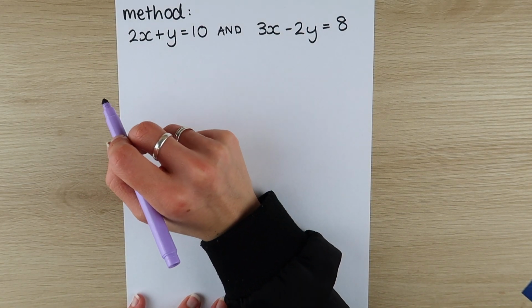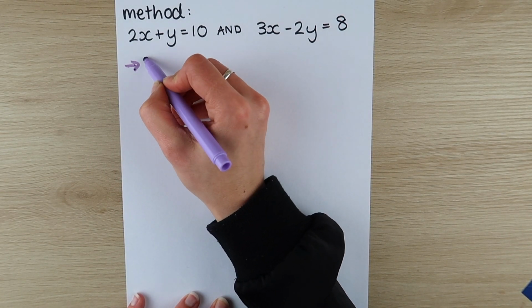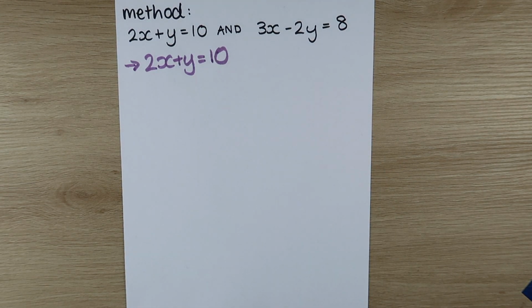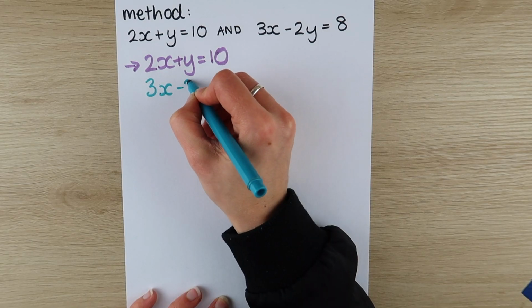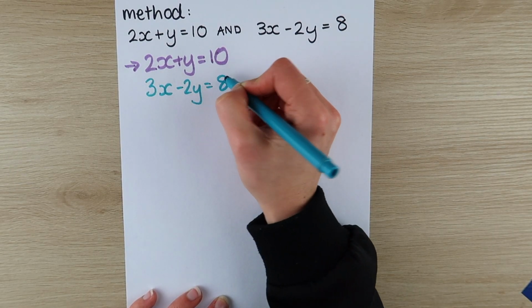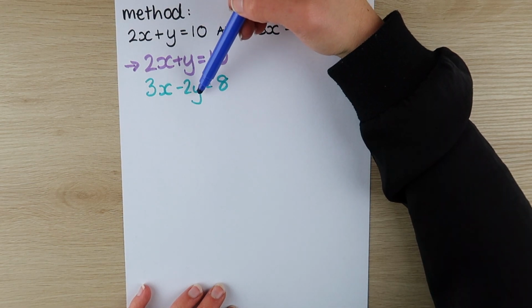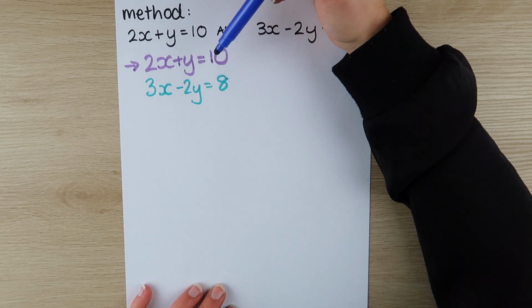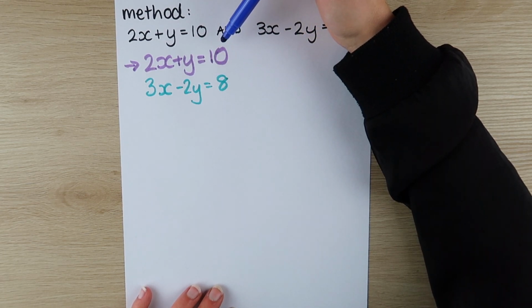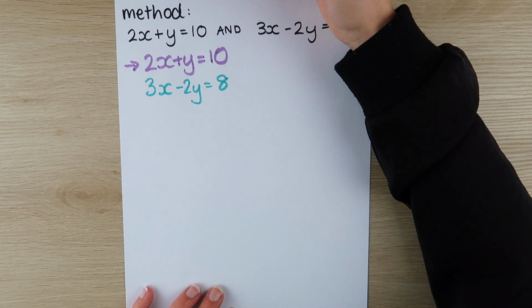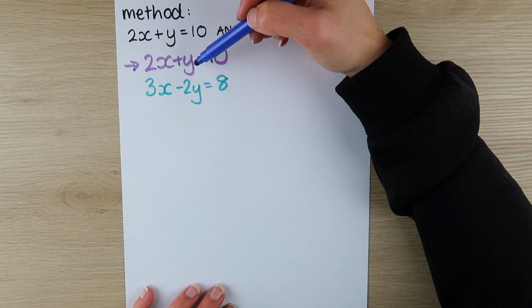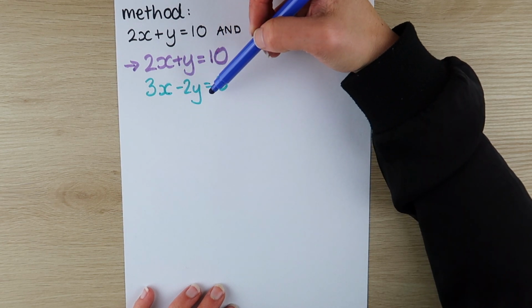To start off, using the elimination method, I'm going to write both of my equations on top of each other. So there's my first one, and this is my second one. Now my aim is to get rid of one of my pronumerals so that I can just work with one, similar to how in substitution we want to work with just one pronumeral from the start. So to do that, I need to make sure that the coefficient of one of my pronumerals is the same.